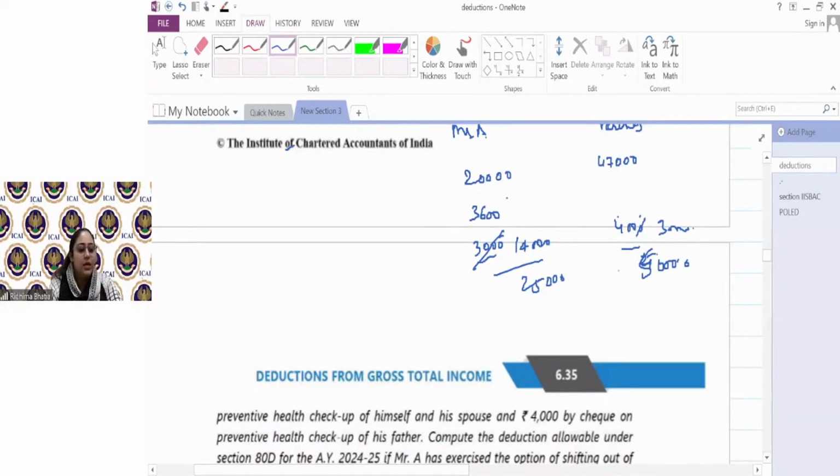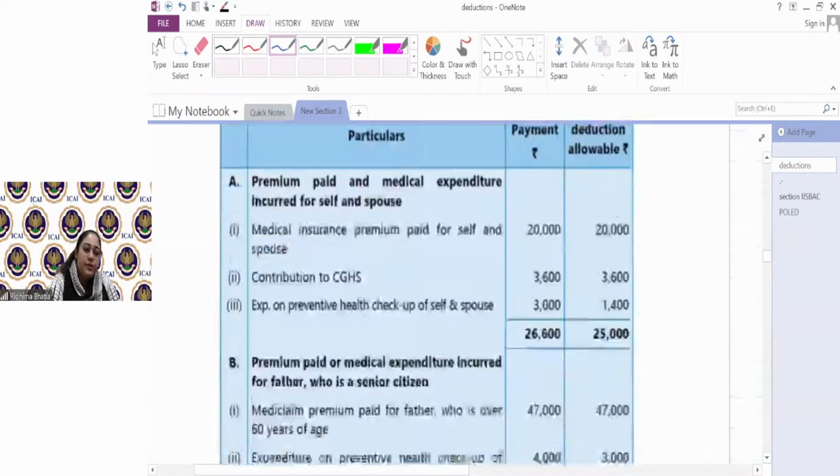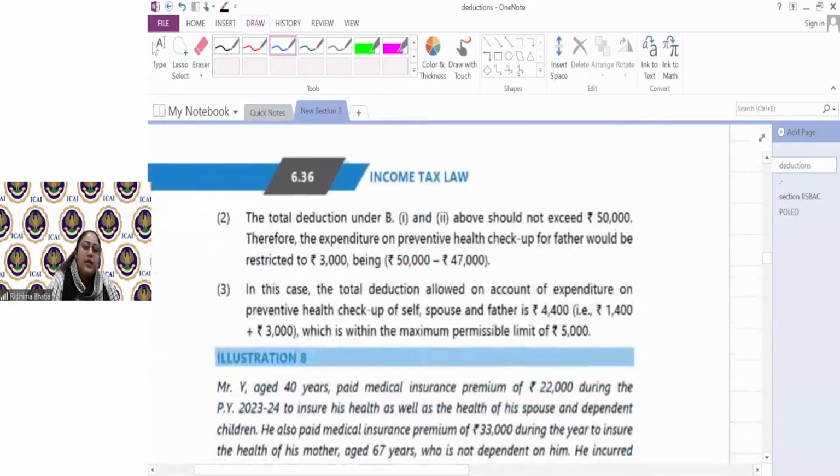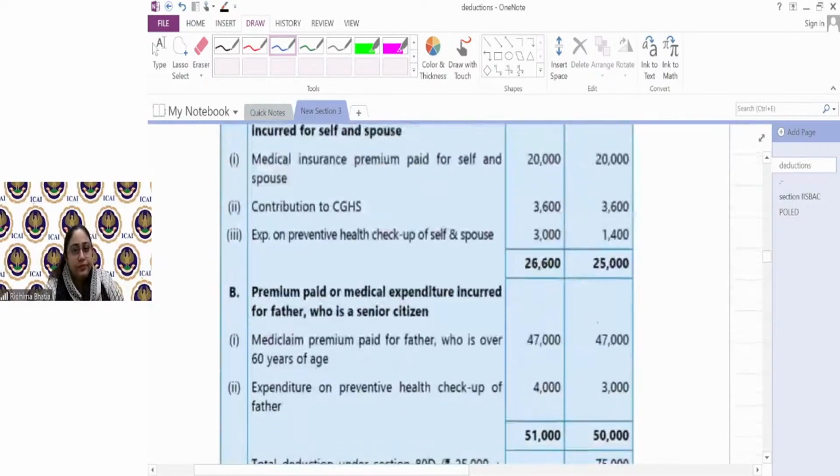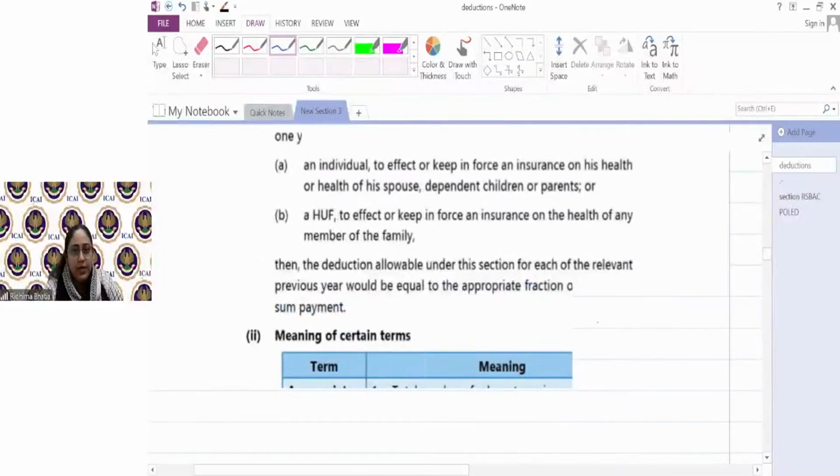So what is the total deduction? It comes to 75,000. So 1,400 was taken here and 3,000 here, so it is within the 5,000 limit, which is also written here. In this case, the total deduction allowed on account of expenditure on preventive health checkup, that is spouse and father, is 4,400, which is within the maximum permissible limit of 5,000. The 5,000 is combined for both, again and again I'm saying. Okay, no doubt. It is solved easily. Any problem, guys?